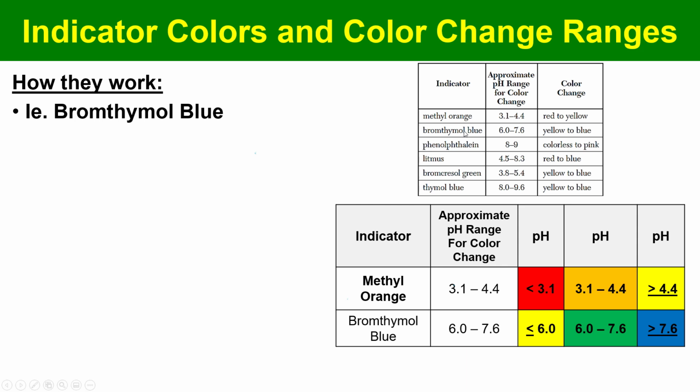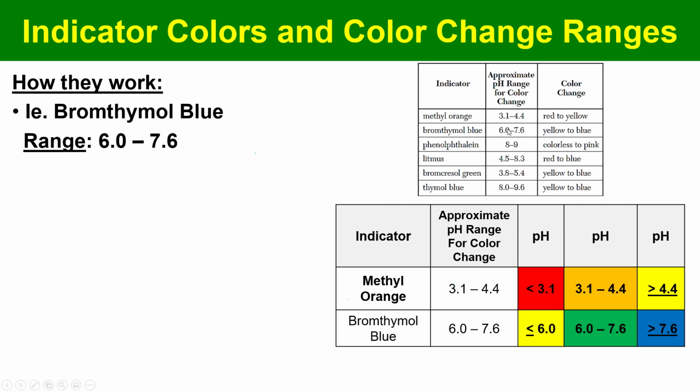Let's use bromthymol blue, the second indicator on Table M here. You will notice that bromthymol blue has a pH range that is significantly different than methyl orange. Bromthymol blue, otherwise known as BTB, will change color somewhere in the middle of the pH range, which is really useful when telling acids from bases.